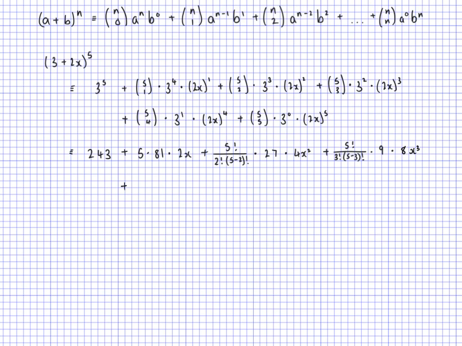Okay, next one, plus 5 choose 4 now, so 5 factorial over 4 factorial, and then 5 take away 4 factorial, times 3 to the power of 1 is 3, times 2x to the 4, that will be 16x to the 4, plus last one, so 5 choose 5 is just 1, 3 to the power of 0 is 1, so all I will have is 2x to the power of 5, and that will be 32x to the power of 5.